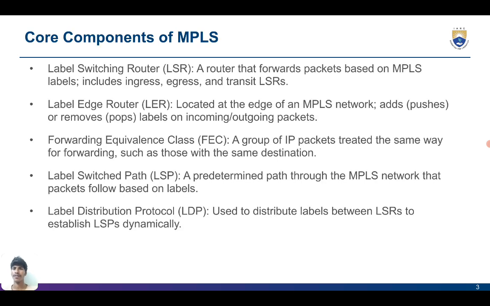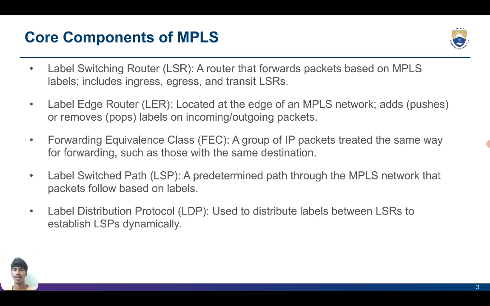Core components of MPLS. Label switching router, LSR: a router that forwards packets based on MPLS labels, including ingress, egress, and transit LSRs. Label edge router, LER: located at the edge of an MPLS network, it pushes or pops labels on incoming and outgoing packets.